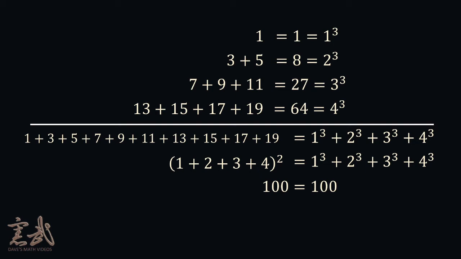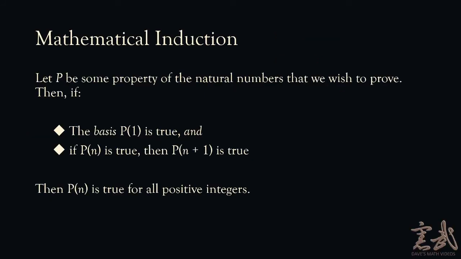Now the question is, does this property apply universally? Or is it just some kind of fluke? Or does it maybe apply at the lower numbers? Or does it break down at some very large numbers? To do this, we are going to use a technique called mathematical induction.